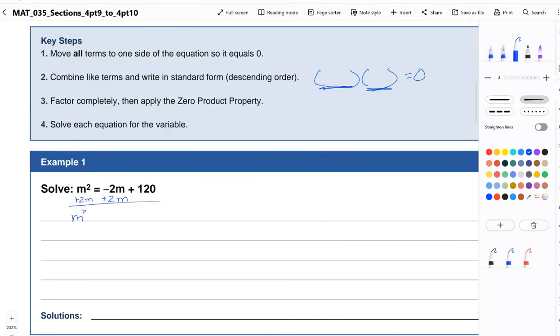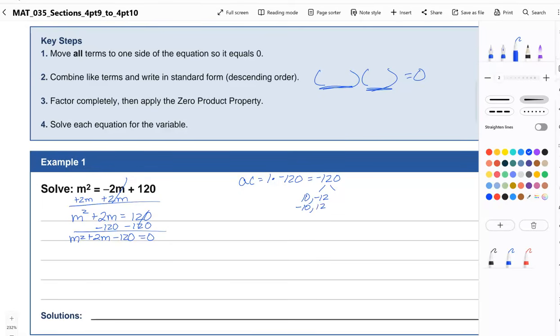So we're going to get m squared plus 2m equals 120. And then we're going to subtract 120. So we're going to get m squared plus 2m minus 120, and that's equal to 0. So AC method, we're going to multiply 1 times a negative 120. That's going to give us a negative 120. And you may already know what factors we're going to use. We could think about 10 and negative 12, or negative 10 and positive 12.